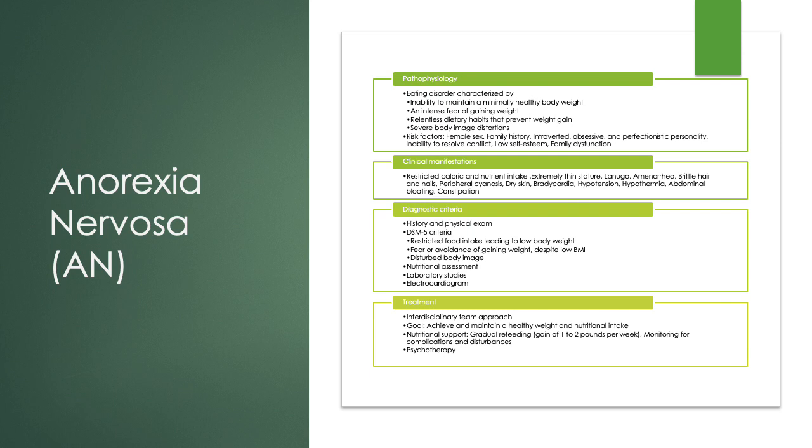As far as treatment, it is an interdisciplinary approach with nutrition replacement as well as psychotherapy. The goal is to achieve and maintain a healthy weight and nutritional intake. So psychotherapy helps with the cognitive issues with perfectionistic personality, with the obsessiveness, even with low self-esteem or family dysfunction. And then you have the nutritional support. Oftentimes, you may see these individuals with TPN, lipids, some type of nutritional replacement until they're able to tolerate foods again through the mouth.